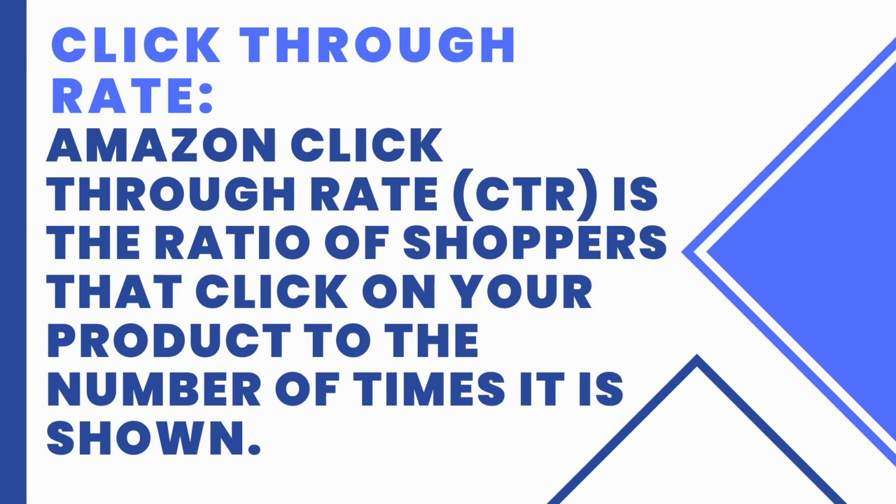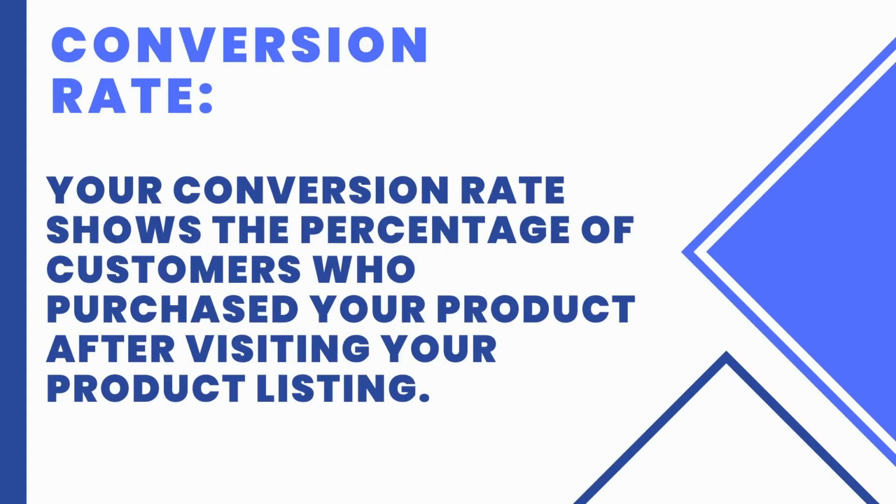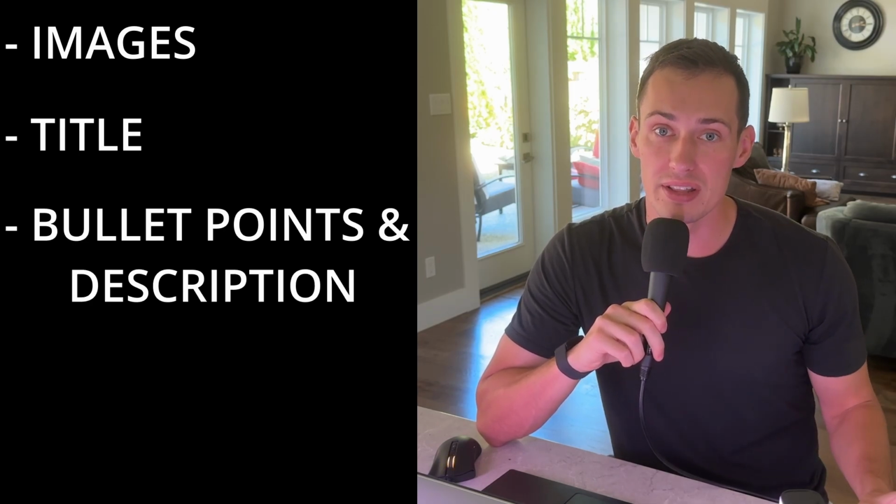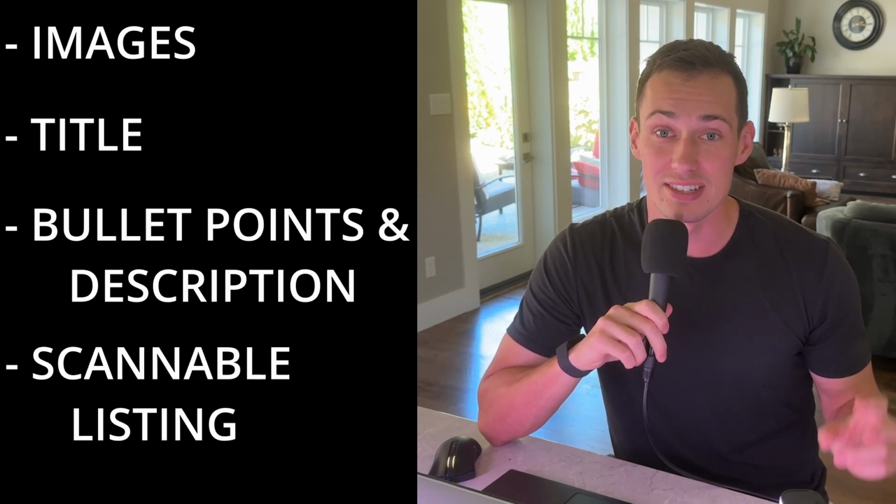Optimizing your listing increases your click-through rate, which is just the percentage of customers that see your product and end up clicking on it. It also increases your conversion rate, which is the percentage of customers that click on your product and end up purchasing it. Those are the two most important metrics that we'll focus on. The main keys to a great Amazon listing are amazing photos, a clean and clear title, complete bullet points and product description, as well as having a scannable listing.